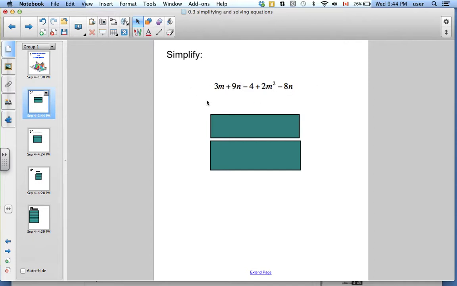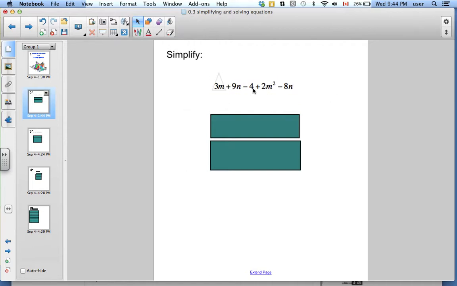So this here doesn't have an equal sign, so we know it's an expression. What we're going to do first is group like terms. Like terms mean terms that are very similar. So we're going to look at our first term, and our first term here is 3m. First thing I did with 3m was draw a triangle around it.